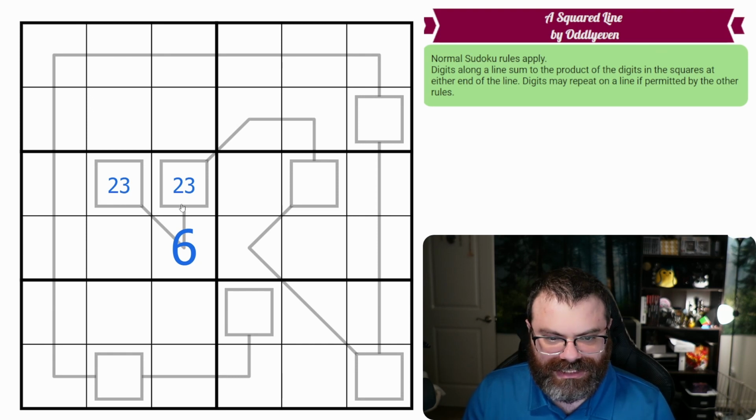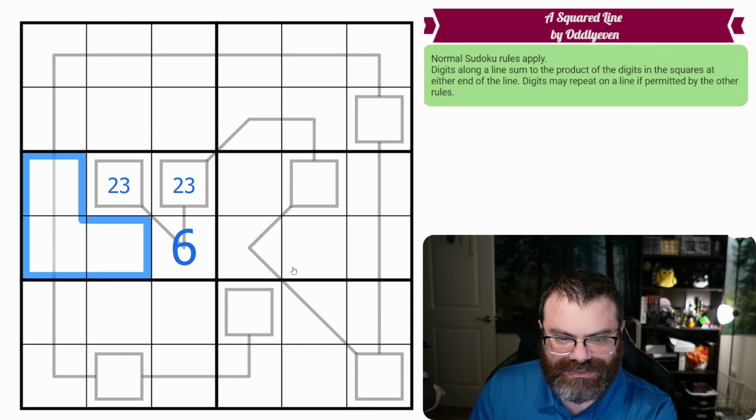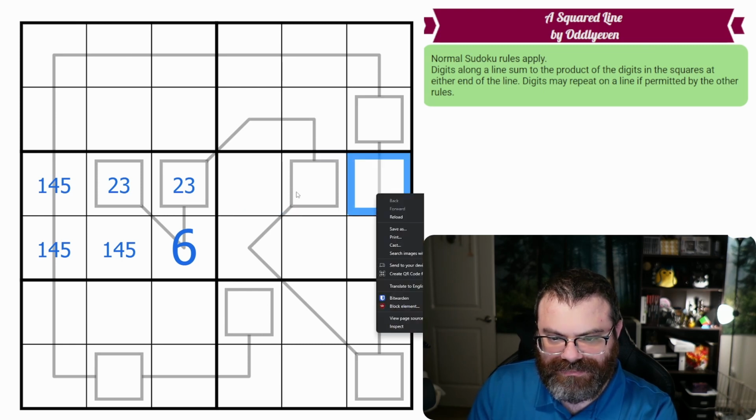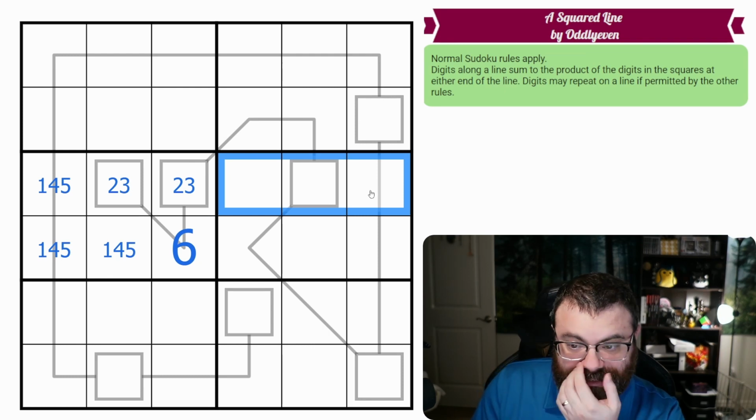Okay, so that's a nice start. Let's fill these cells for lack of anything better to do. Let's see. So we are going to need a 6 up here. Does that limit things at all?